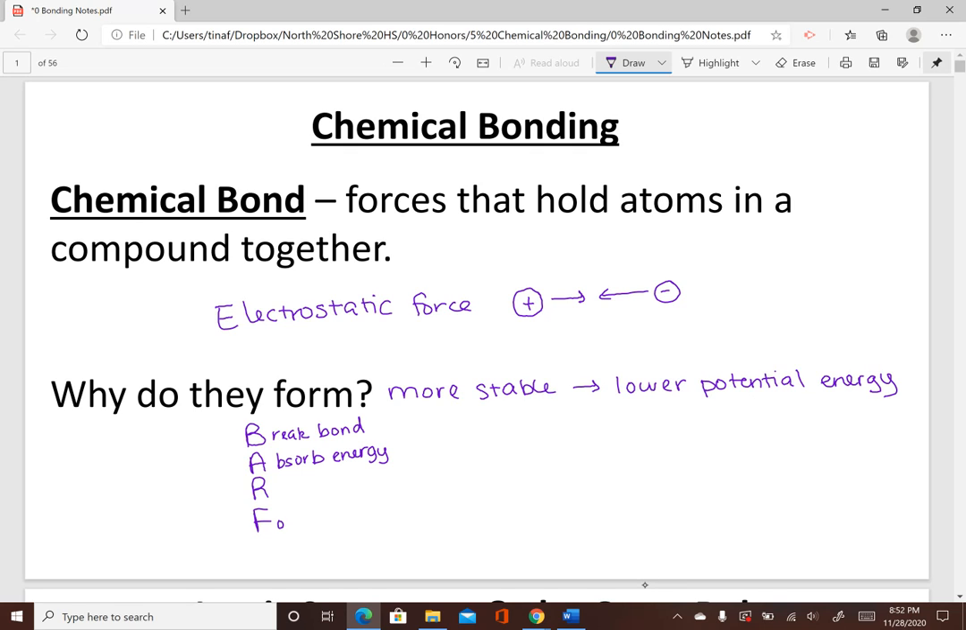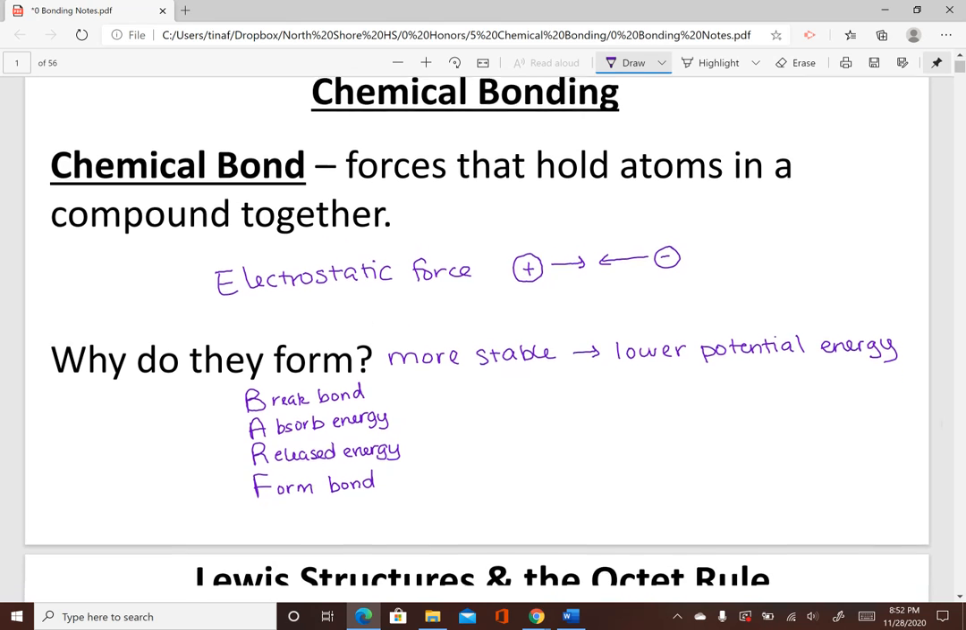Whereas if I want to form a bond, energy is going to be released. So the amount of energy is going to go down. And that's why chemical bonds form.